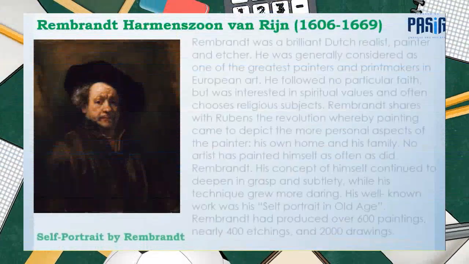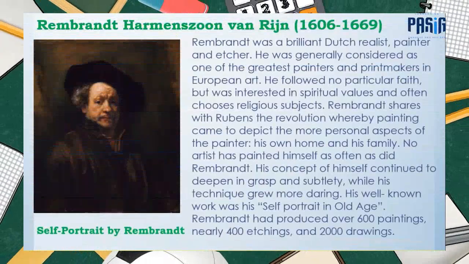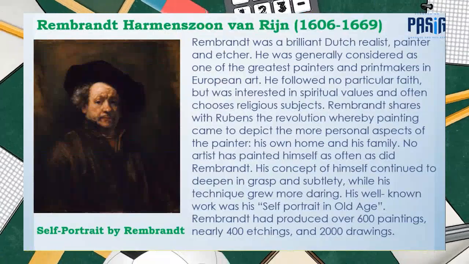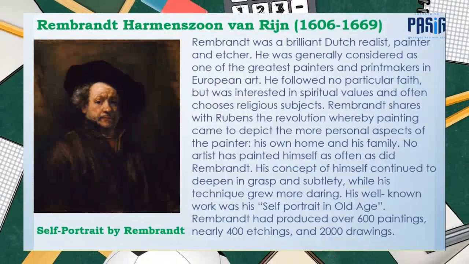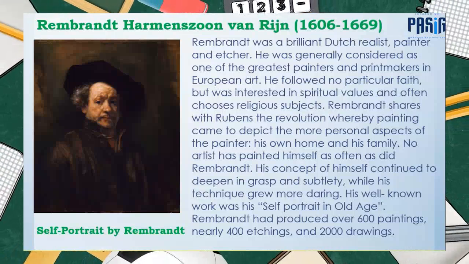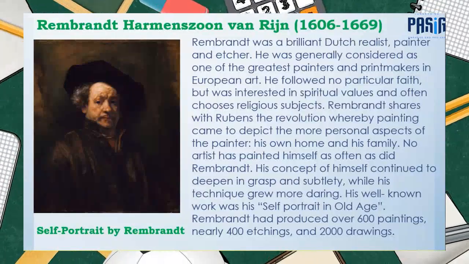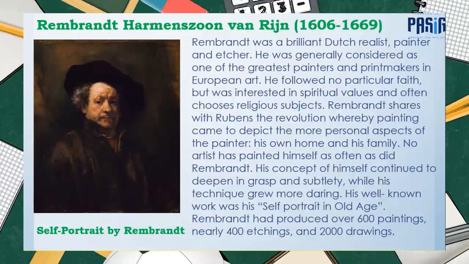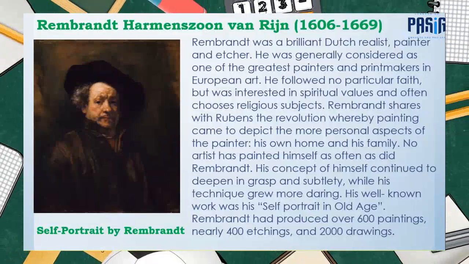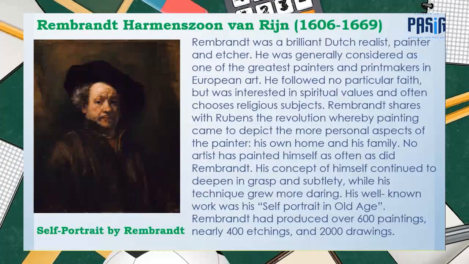Okay, so next is Rembrandt. Rembrandt was a brilliant Dutch realist painter and etcher. He was generally considered one of the greatest painters and printmakers in European art. He followed no particular faith but was interested in spiritual values and often chose religious subjects. Rembrandt shares with Rubens the revolution whereby painting came to depict the more personal aspects of the painter, his own home and his family. No artist has painted himself as often as did Rembrandt.